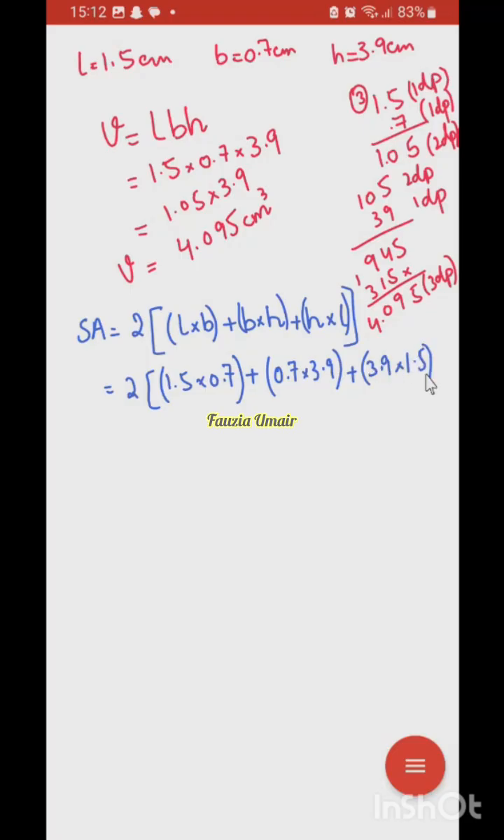Now when we multiply them, the first one is 1.05, which we already did. What is the second one we need to do? 39 into 7. 7 nines are 63, 6 carry. 7 threes are 21, plus 6 is 27, so 273. You need to put the decimal here, so this answer is 2.73.